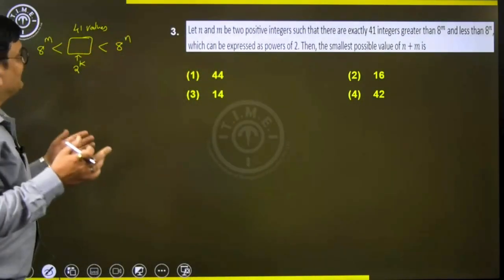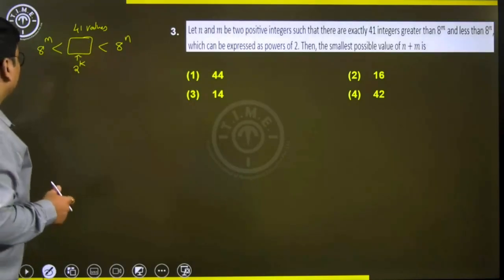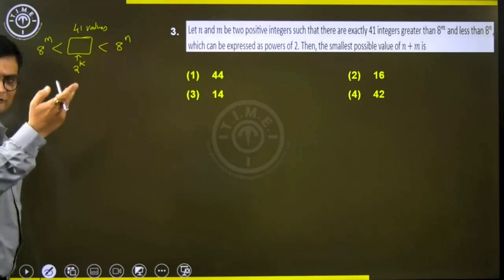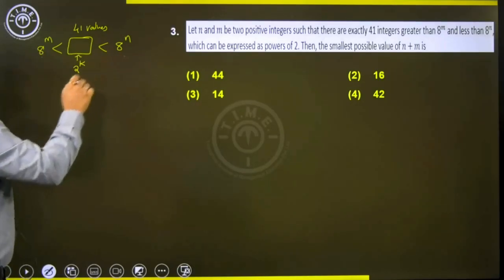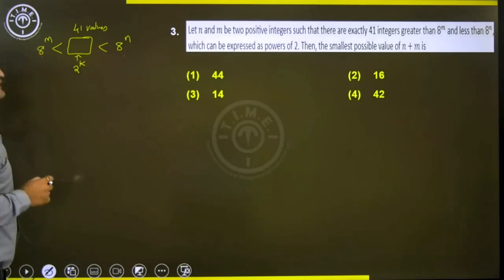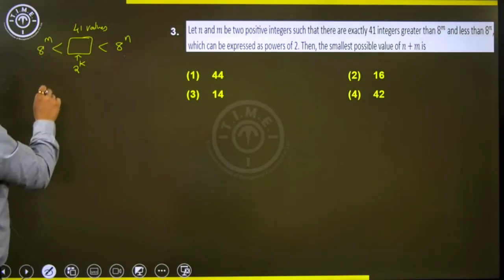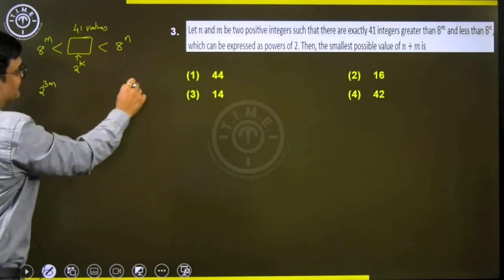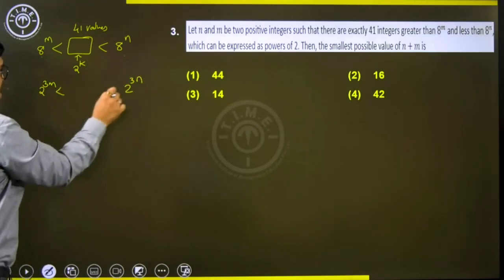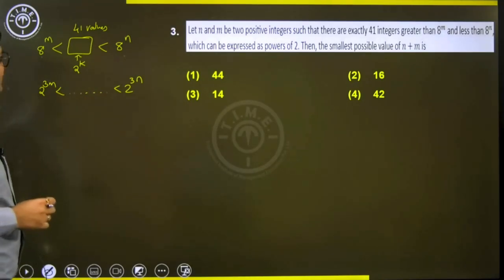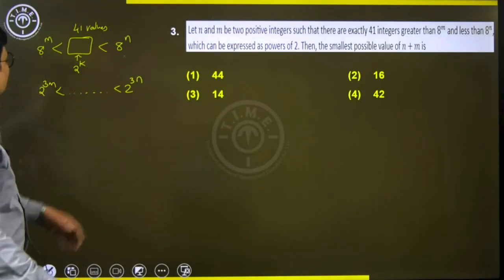So basically we have to minimize the values of m and n here. Let's try to think on those lines. And since this is given in terms of power of 2, let's try to write the endpoints also in terms of power of 2. Can I write this 8 as 2 cube? 2 cube whole power m will be 2 power 3m, and 2 cube whole power n we can write as 2 power 3n. So there will be so many terms here in between which will be of the form 2 power k. 41 terms, 41 values actually.